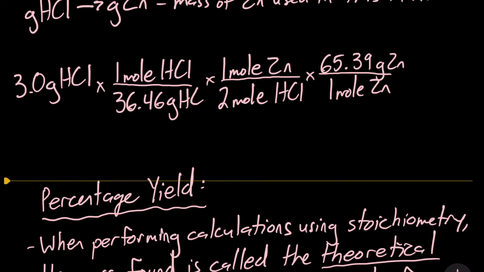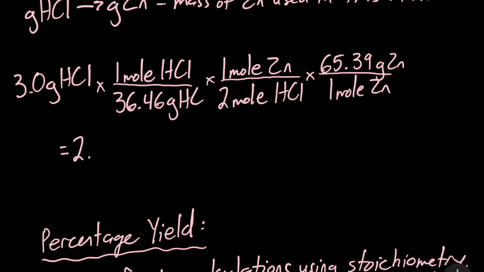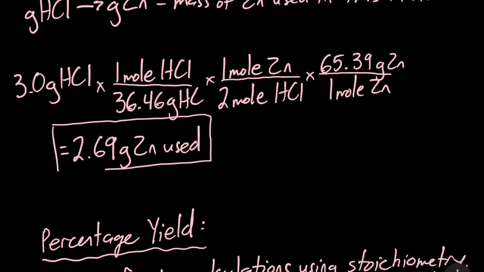And I'm just going to make one more little space. Perfect. So if you type that into your calculator, let's see what we get. You should get 2.69 grams of Zn used. Okay, so this is how much zinc was used in this reaction.